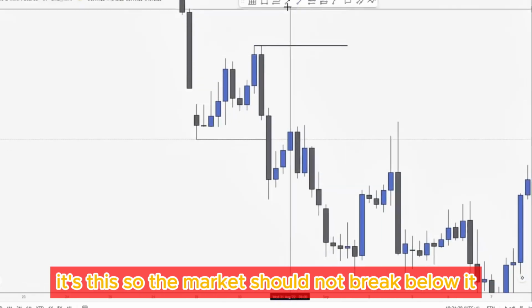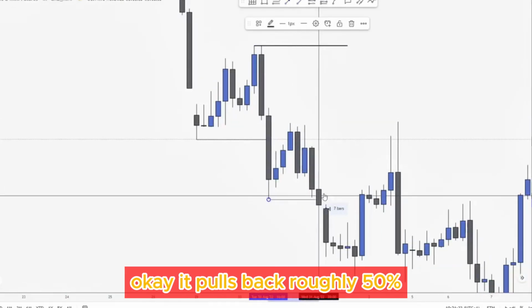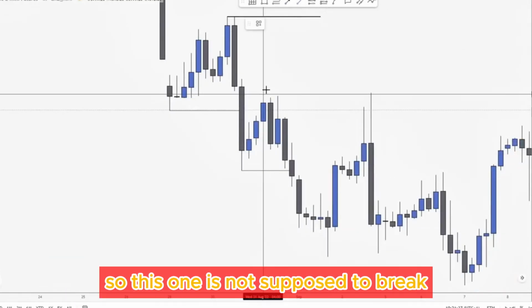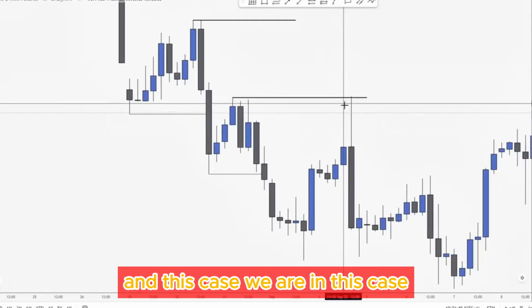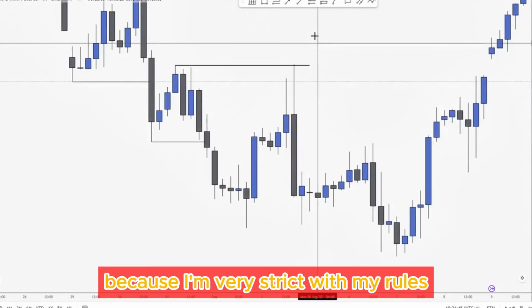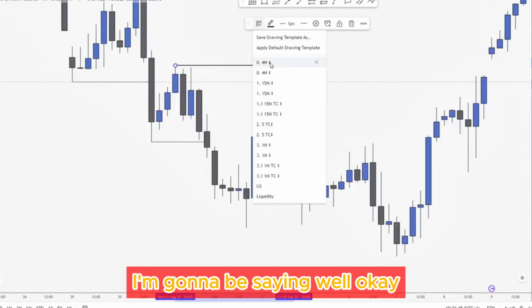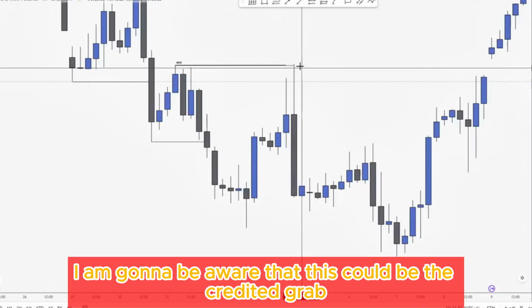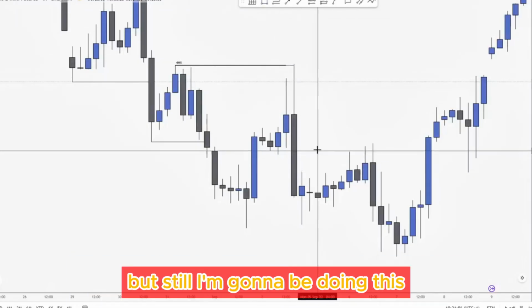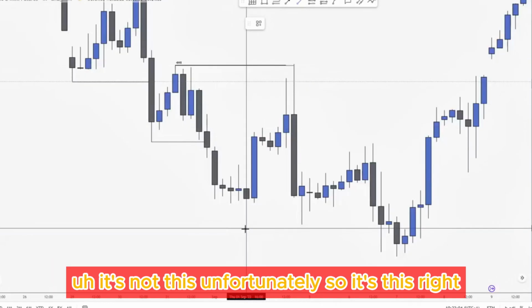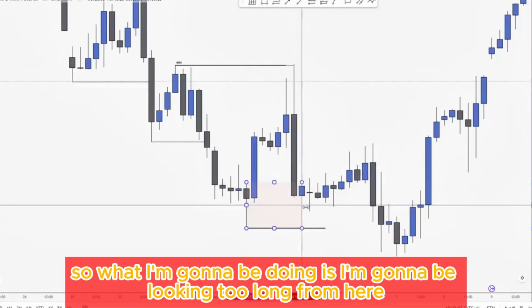So the market should not break below it. It pulls back roughly 50% and breaks the low. What caused this lower low, which formed right there, is this. So this one is not supposed to break. In this case, we whipped it a little bit, which is fine. Because I'm very strict with my rules, I'm going to say this is a quality break, but intuitively I am aware that this could be a liquidity grab. Still, I'm going to do this. What is the low that caused the break of this high? It's not this, unfortunately, so it's this. So I'm going to be looking to long from here.